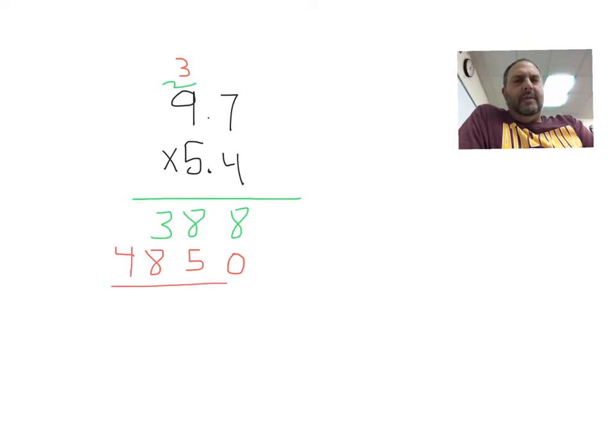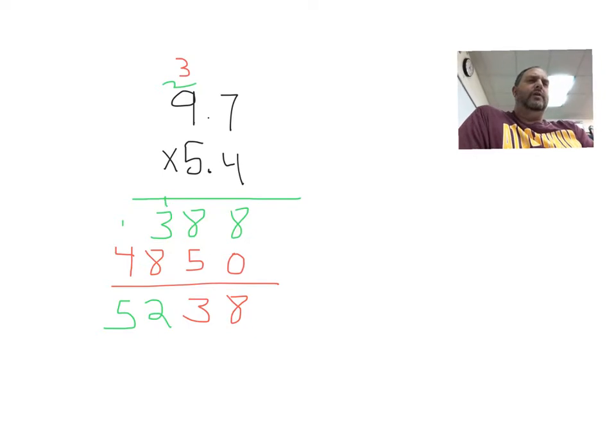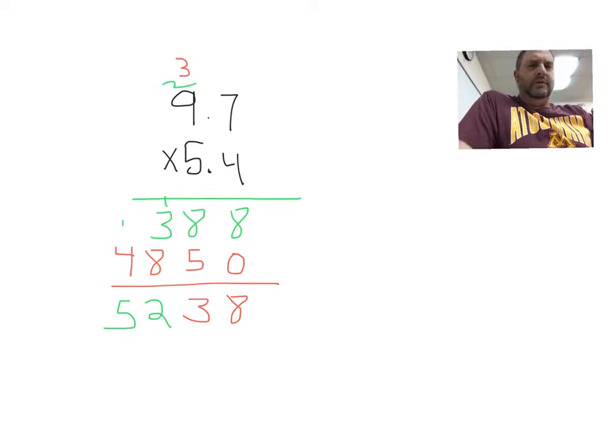Okay, time to add them up. 8, 13, carry your 1. 4 plus 8 is 12. Carry the 1 again. 52. Now the tricky part, like I said, here's where most of us are falling flat on our face.